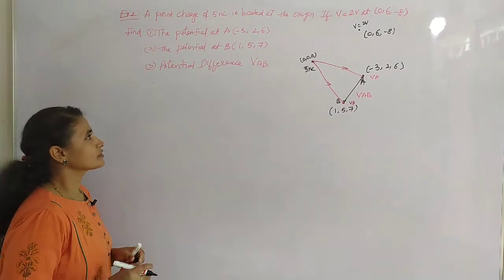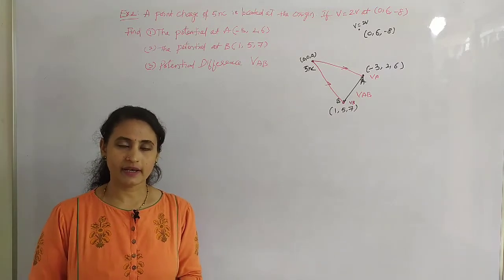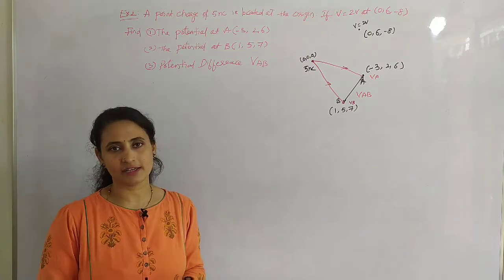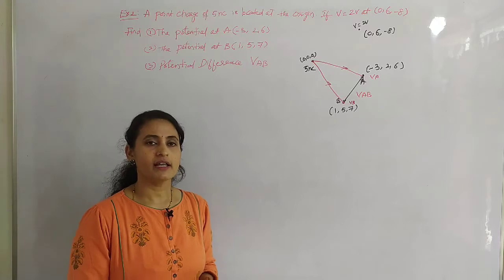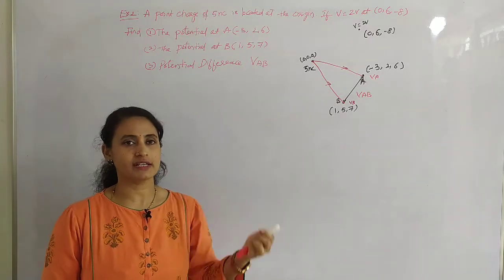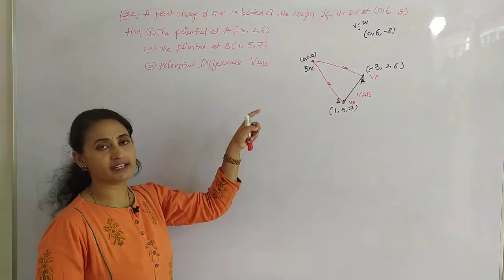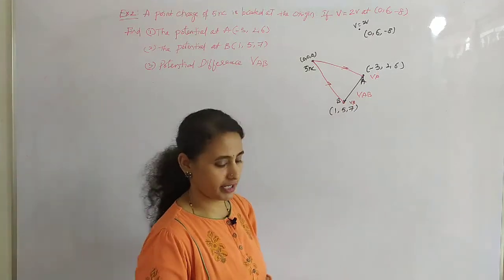Compared to the last example, the difference is that in the previous example they clearly specified that the potential at infinity is 0, because we assume that in the general case. Now it is not mentioned here. Instead, they have given that the potential is 2 volts at given coordinates.